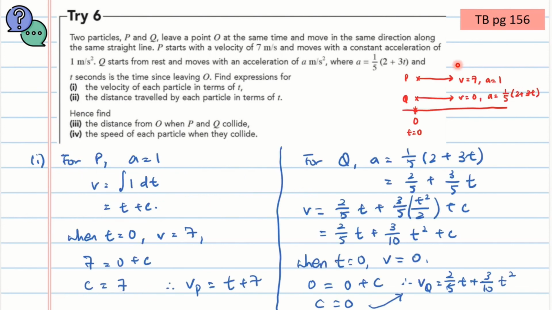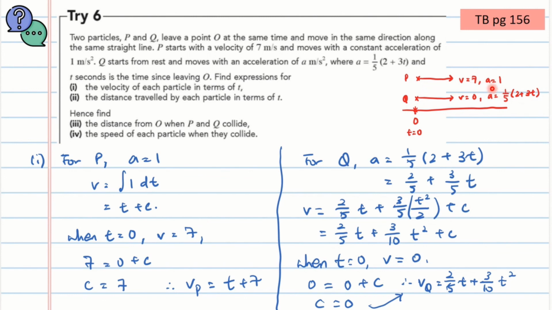I have the diagram that I drew consolidated over here. So let's look at the particle P in part 1. For particle P, we want to have a generic velocity expression. This v equals 7 is only at the time when t is equal to 0. It is not trying to say that the velocity is always the same.